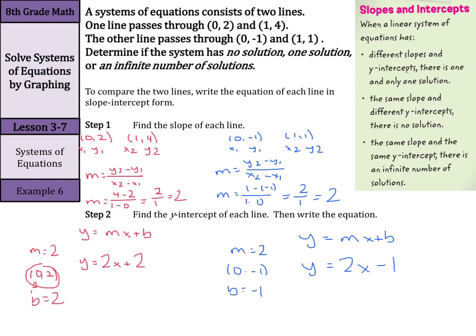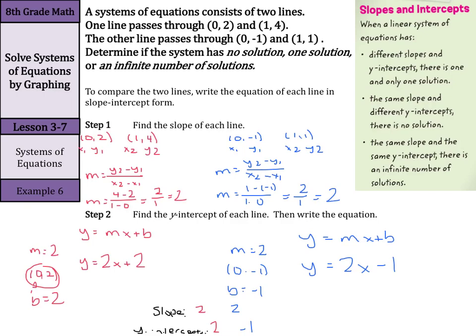We need to compare the slopes and the y-intercepts. As we compare our slopes, we have 2 and we have 2. So our slopes are the same. But as we compare our y-intercepts, in our red equation, we have 2, and in our blue equation, we have negative 1.